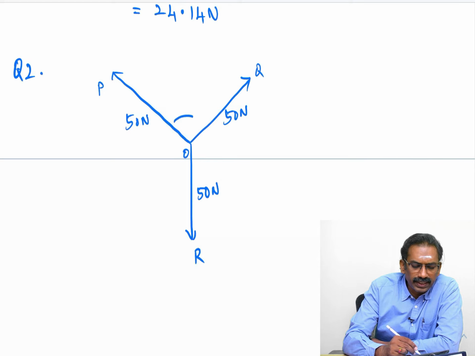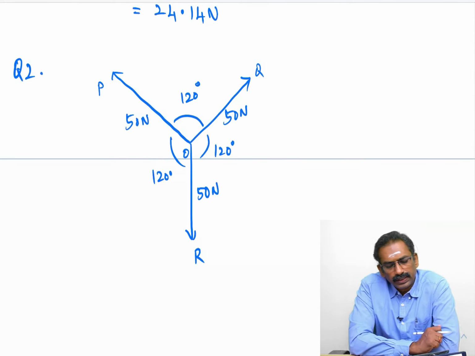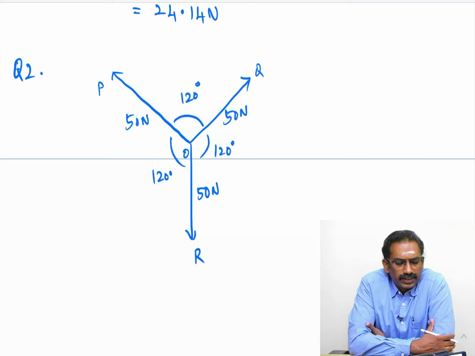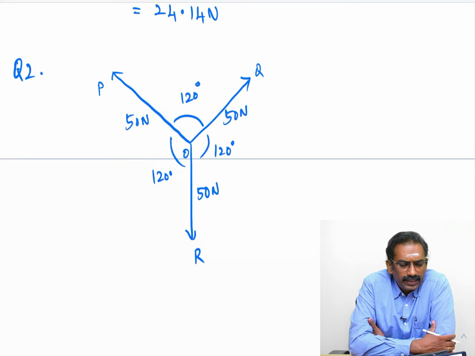Angle between successive vectors 120, 120, 120. Then what is the resultant? We are going to see. First of all, let us take OP and OQ vector. These two vectors act at an angle 120 with each other.